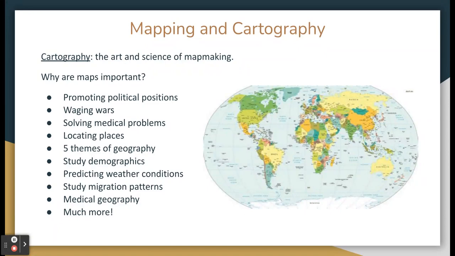Mapping and cartography. Cartography is the art and science of mapmaking. Why are maps so important? Maps help people promote political positions, wage wars, solve medical problems, locate places, study the 5 themes of geography, study demographics, predict weather conditions, and study migration patterns.